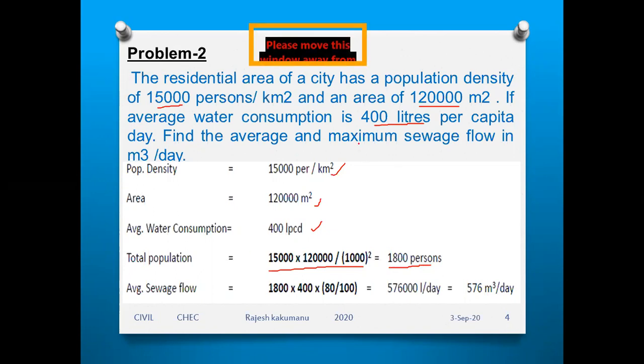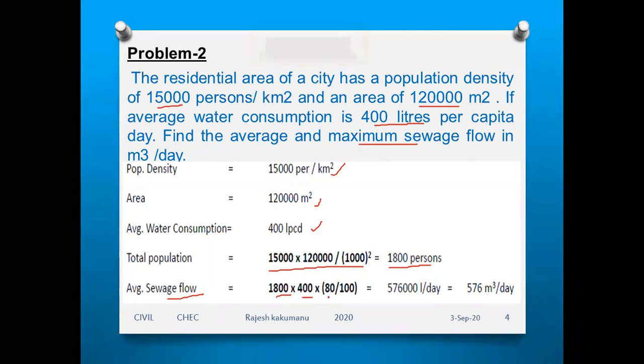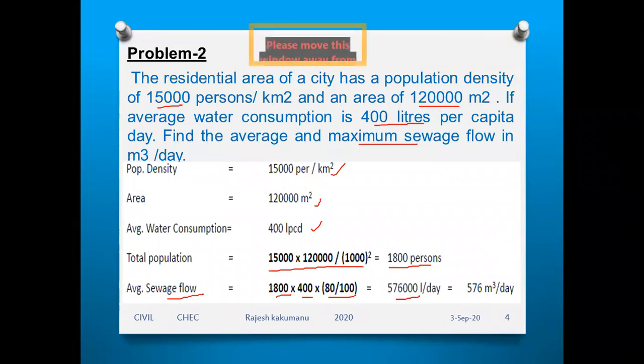So you have to find the maximum sewage flow. So the sewage flow is equal to, what is the formula? Total population into water consumption into 80 by 100. Now what is the value you are getting? 5,76,000 liters per day. If you convert it to volumetric, you are getting 576 meter cube per day as the average sewage flow.